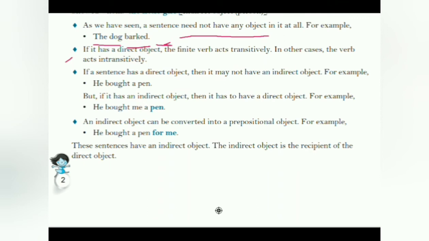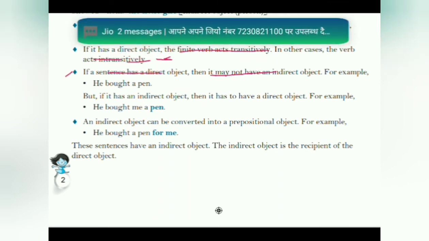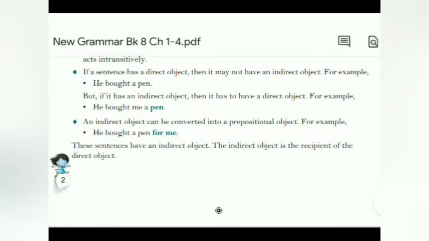If it has a direct object, then the finite verb would act transitively. Remember, if there is an object, it would be a transitive verb, and if there is no object, then it is intransitive. Next is, if a sentence has a direct object, then it may not have an indirect object. For example, he bought a pen. He is the subject, bought is a verb, and a pen is a direct object, as it's giving the answer of what did he buy.